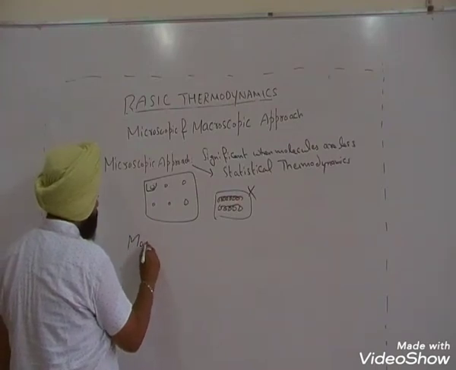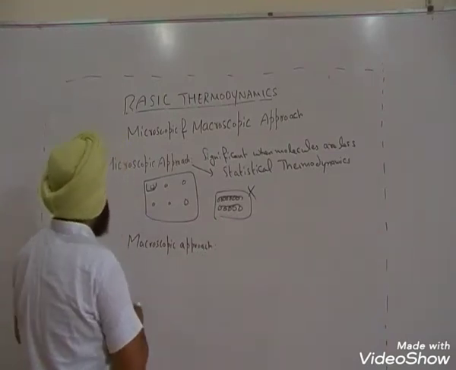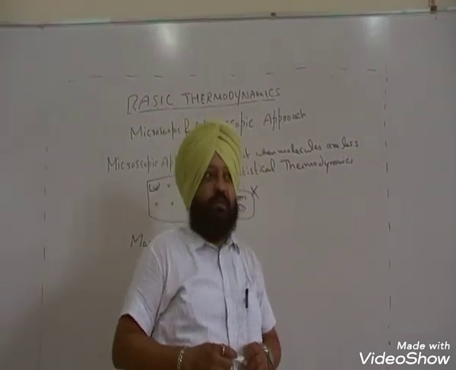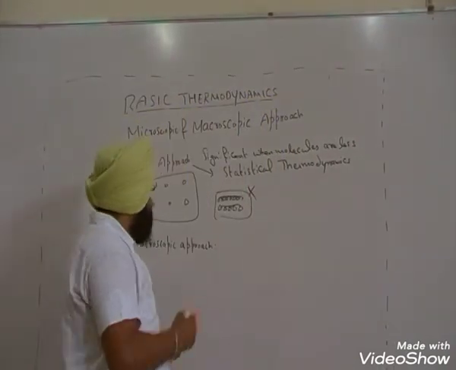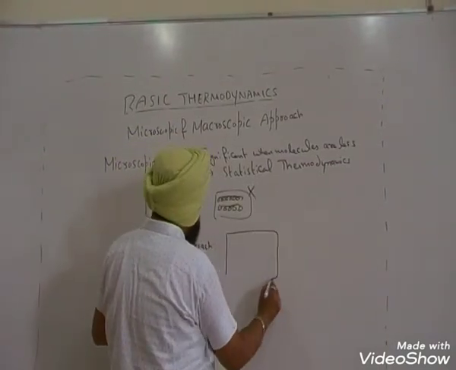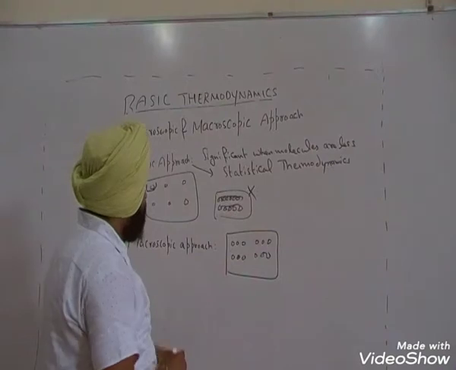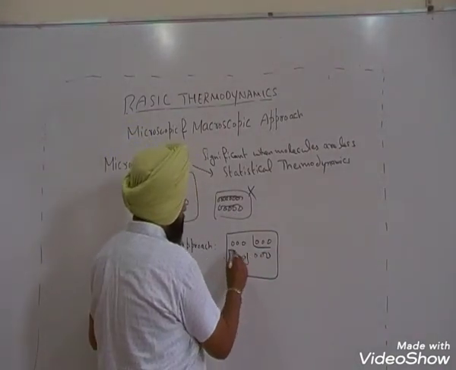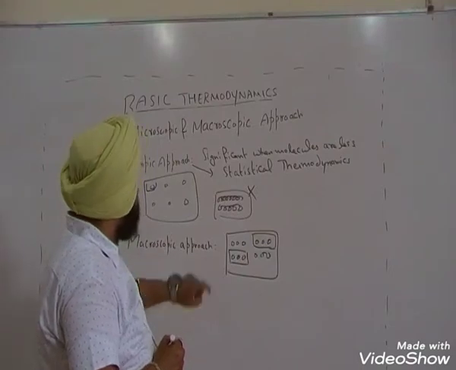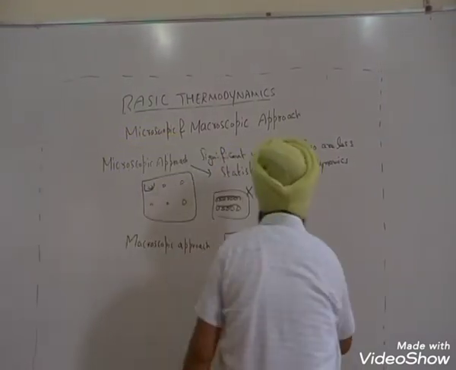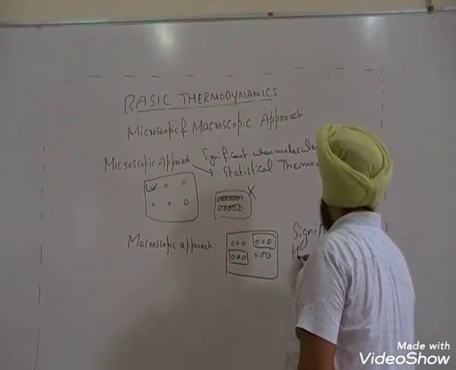Macroscopic approach. In the macroscopic approach, we are not concentrated on the individual behavior of a molecule, rather we study the average behavior of molecules in a system, gas system. So instead of studying a particular molecule, make some sections and then study the average behavior of the molecules. And this process is significant when the molecules are large. So the macroscopic approach is significant when the molecules are large.